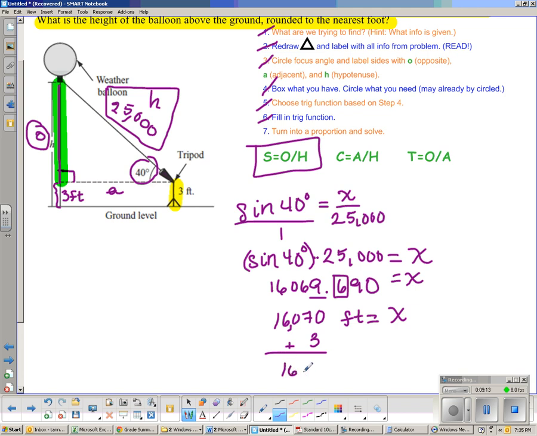And therefore, 16,073 feet is the actual measure of h.